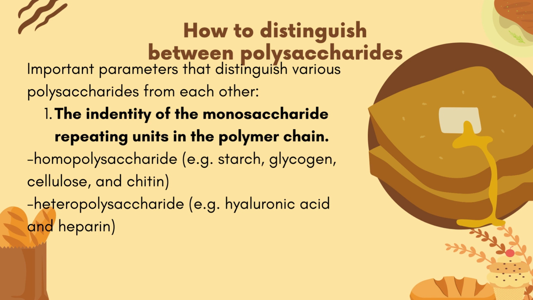Heteropolysaccharide, on the other hand, is a type of polysaccharide that is formed by two or more monosaccharide units.